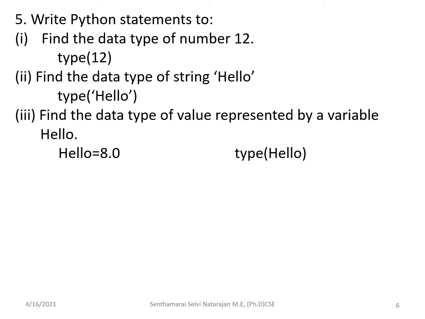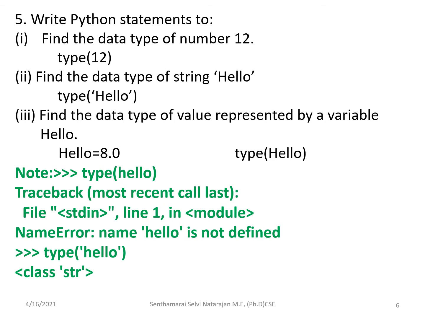Here they have asked for the string, so you directly substitute the type of function and then you can get the value as a string. Here they are going to specify the value represented by a variable hello. So assign some values. Here I have assigned a float value and then I have made it as type of hello. So when you are typing this in the command line prompt, it specifies it is a float value.